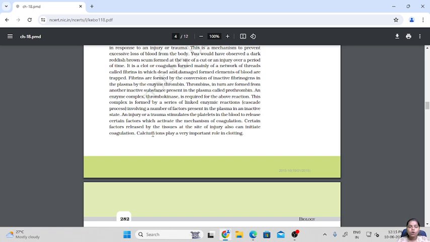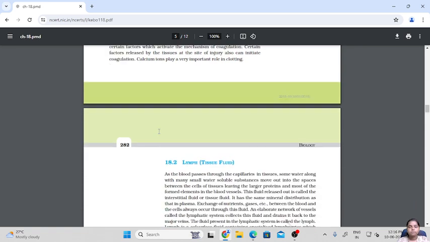An injury or trauma stimulates the platelets in the blood to release certain factors which activate the mechanism of coagulation. Certain factors released by the tissues at the site of injury can also initiate coagulation. In this coagulation process, calcium ions play an important role in clotting.